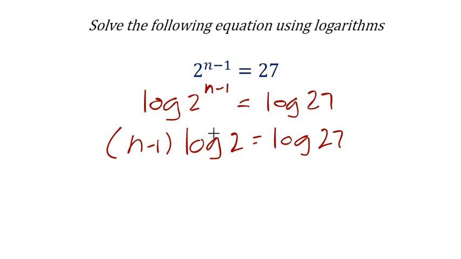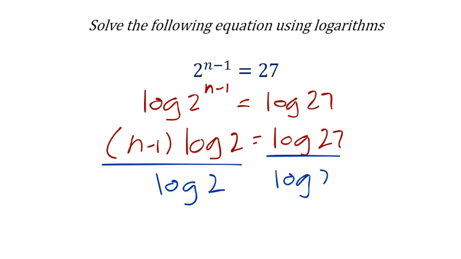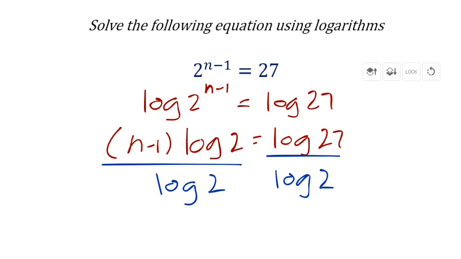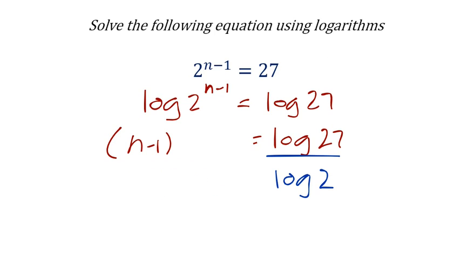It's really tempting to distribute here. I wouldn't do that. Just go ahead and get rid of this log of 2 by dividing. Because it's multiplying, we just do the opposite. Both sides we divide by log of 2, and this would cancel. I keep forgetting to lock these in place so I don't erase everything, but we get rid of the log of 2, and we're left with n minus 1 equals this crazy looking expression. So all we have to do from here is add 1 to both sides, and that will give us n.